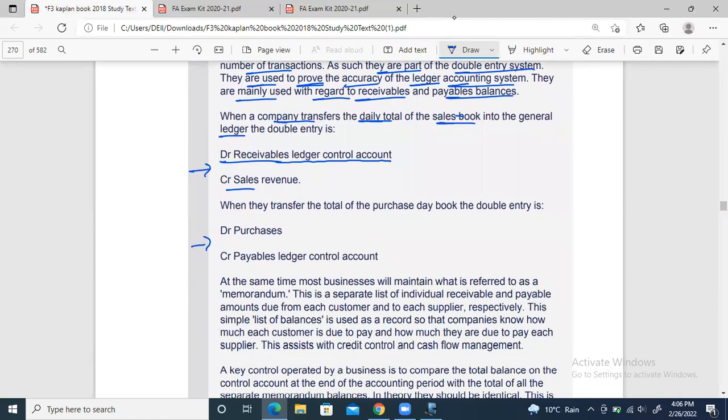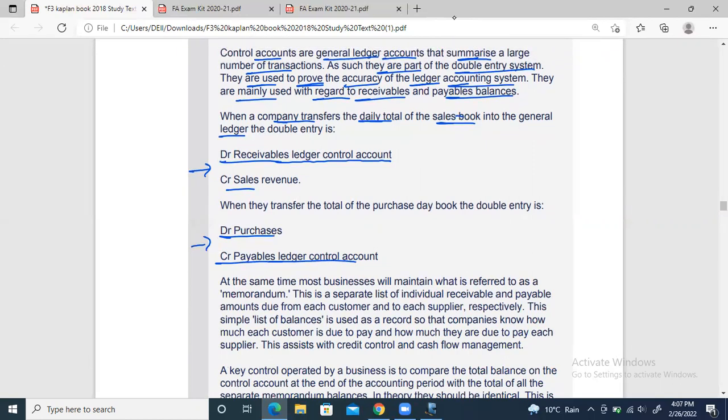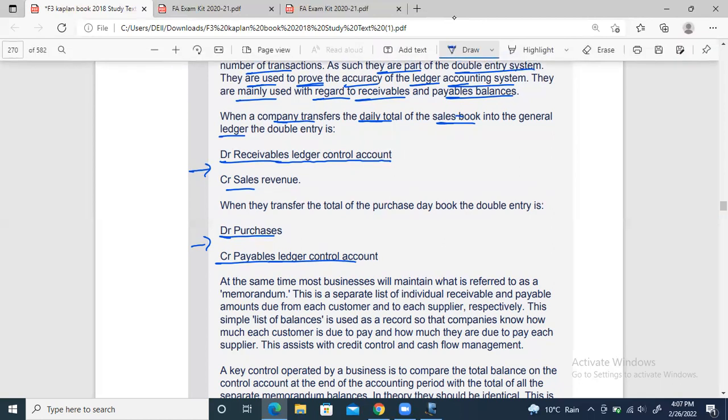So for the purchases, what will be the entry? Debit purchase and credit payables ledger control account. Exactly the same entry we have studied before. The only difference is that when we studied the purchase and credit sales entry before, it was just simple receivables and payables. These three words are added in between over here. You can see ledger control account and control account.